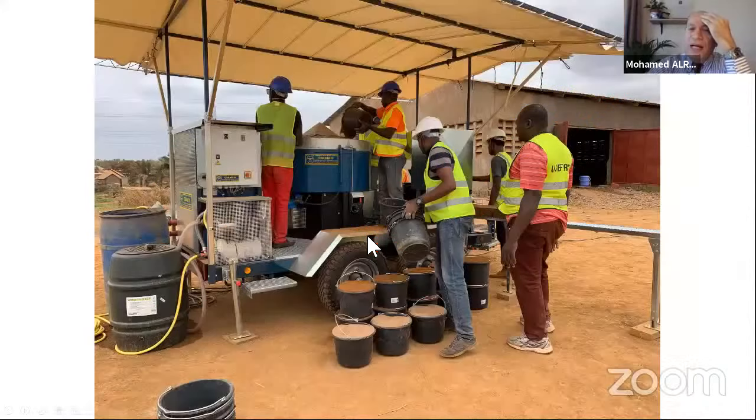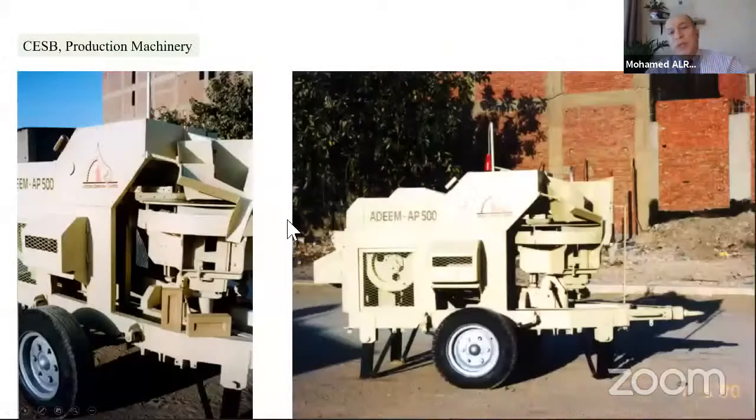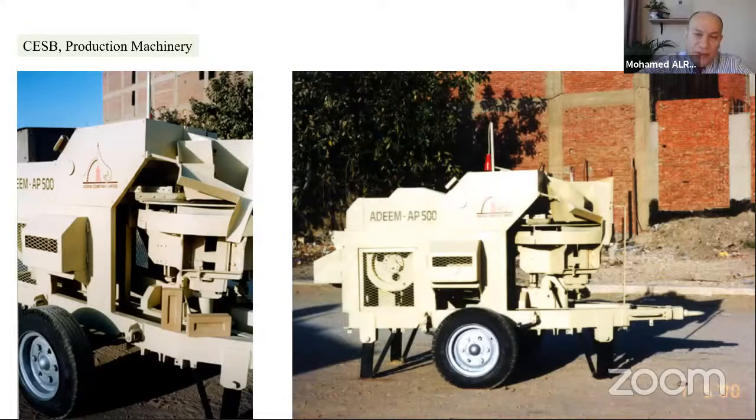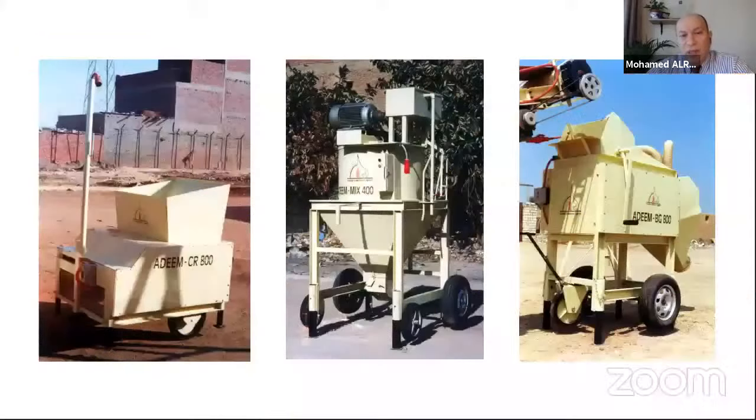There are also mobile machines, which means that you can produce blocks on site easily. You can just drag it to where you would like to construct your building. And we produced those machines in Egypt locally. And this is another good aspect of this technology, that the machines are not sophisticated, and you can produce them locally. It doesn't need a sophisticated process. I call it intermediate technology. And we produce it locally in Egypt with our labor force and our local materials. We produced the full machines to produce the compressed earth block.